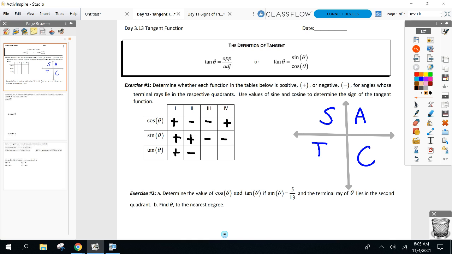Well, what's T stand for? Tangent. Tangent is positive in the third. Everything else, negative. And then in the fourth quadrant, negative.